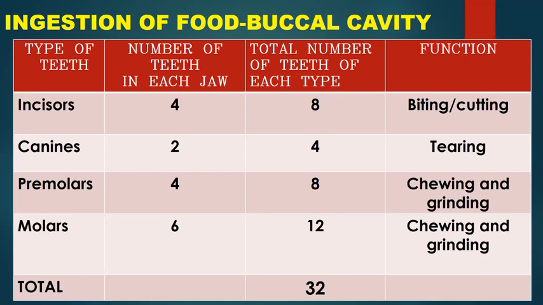And the last one is molars. There are 6 molars in the upper jaw and 6 molars in the lower jaw. In total, we have 12 molars. Again, it helps in the chewing and grinding of food. So in total, we have 32 permanent teeth.